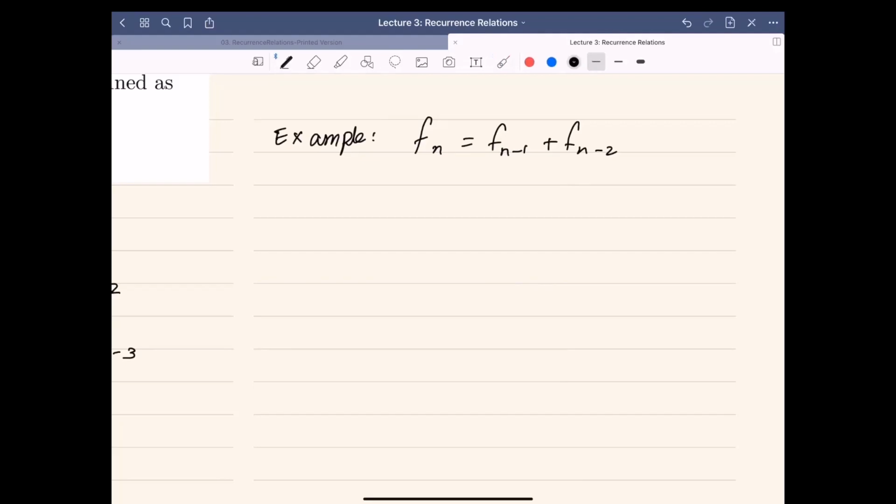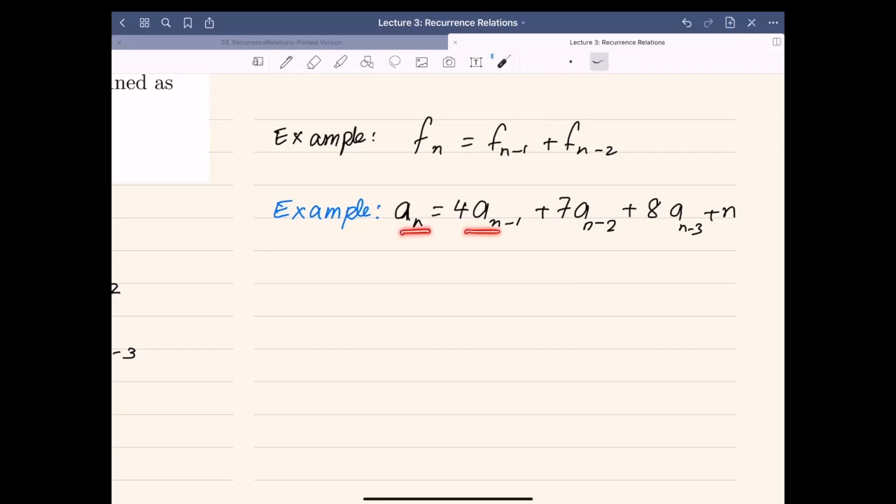Let's go for another example. Imagine we have the following recurrence relation: a_n equal to 4a_{n-1} plus 7a_{n-2} plus 8a_{n-3} plus n. So it has how many terms? It has 1, 2, 3, 4, 5 terms.